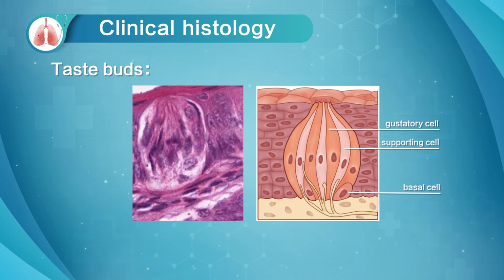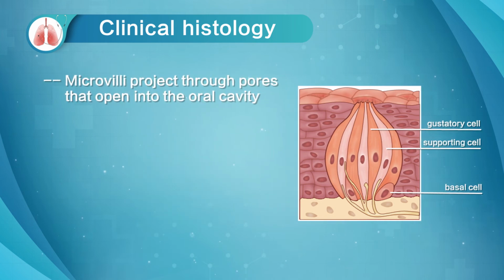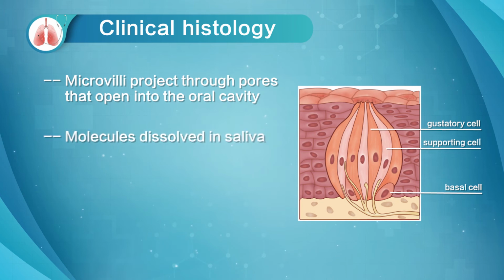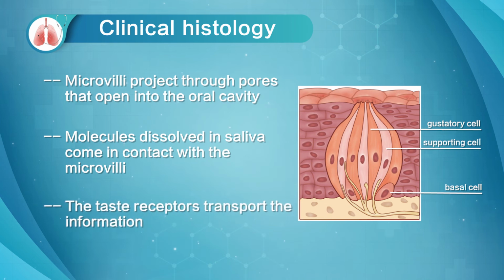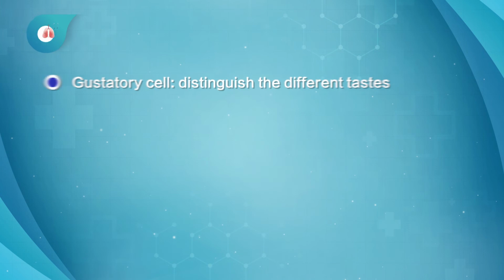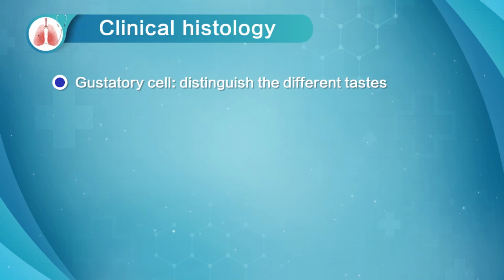At the apical end of the taste cell, microvilli project through the pores that open into the oral cavity, so molecules dissolved in saliva come in contact with the microvilli, and the taste receptors transport the information. The receptor of gustatory cell can distinguish the different tastes: sweet, sour, bitter, and salty.